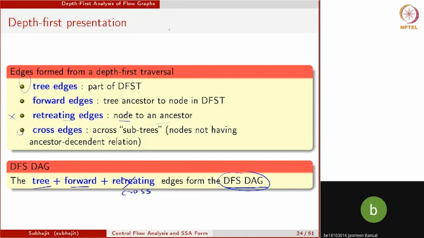Also, these retreating and cross edges would be there in the DFS presentation, not in the spanning tree, right? Because in the spanning tree, we would never revisit a node, so there won't be a retreating edge in there. They are part of the DFS DAG. So the tree edges, the forward edges, and the cross edges together form the DFS DAG. Remember this term. This will always form an acyclic graph because you have removed all the retreating edges.